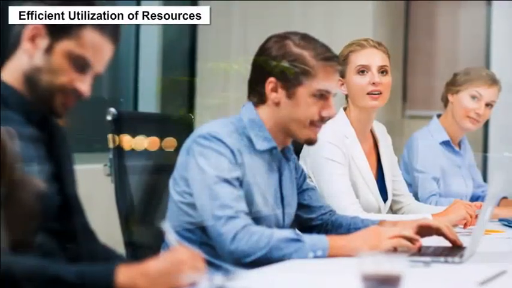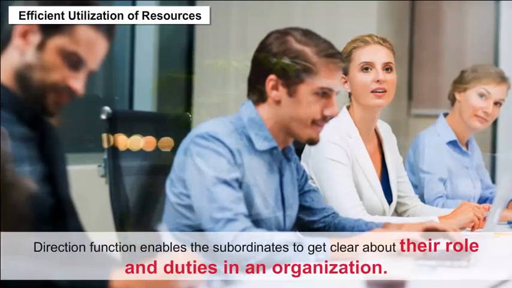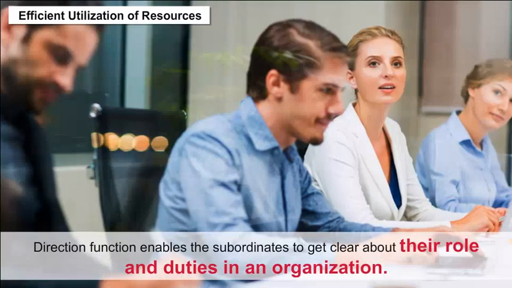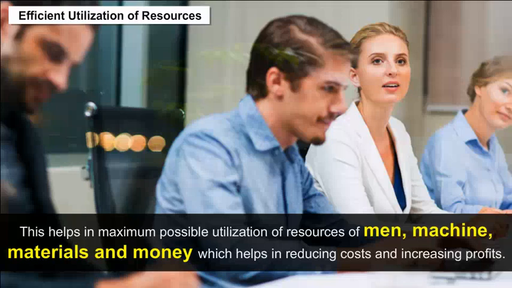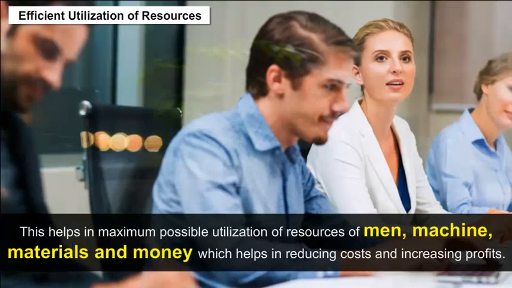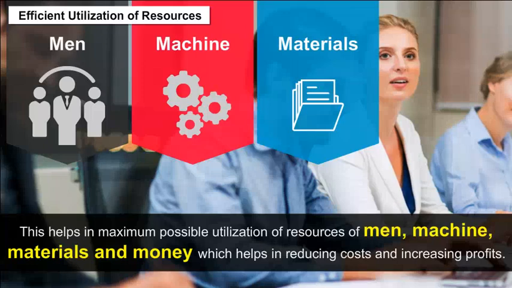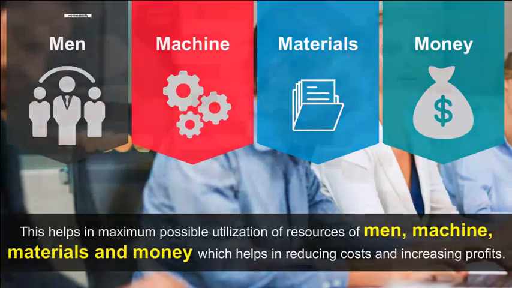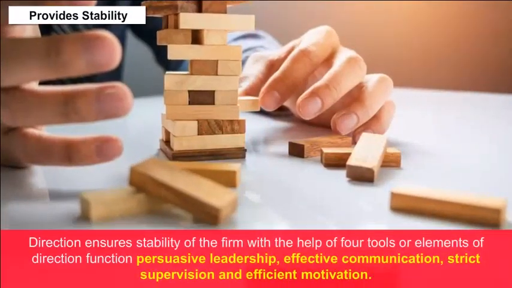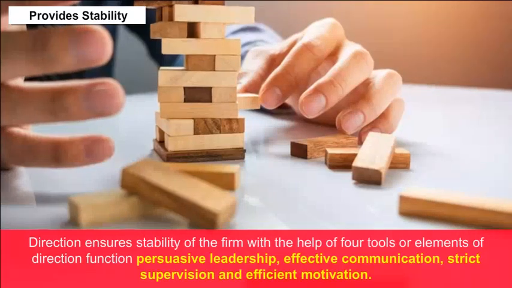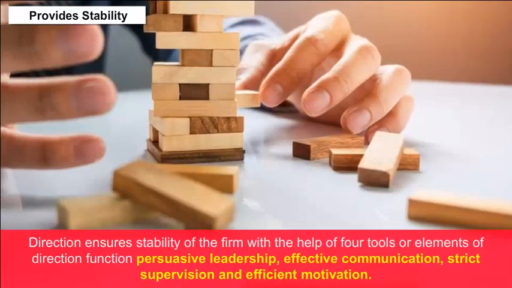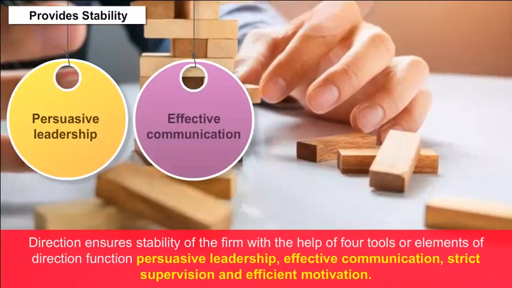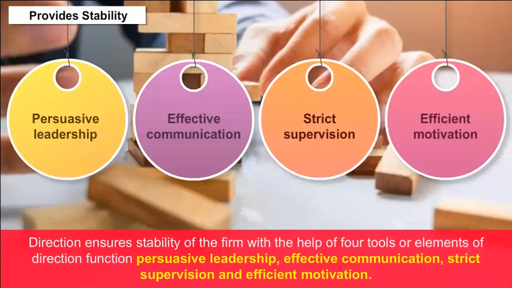Efficient utilization of resources. The direction function enables the subordinates to get clear about their roles and duties in an organization. This helps in maximum possible utilization of resources of men, machines, materials and money, which helps in reducing costs and increasing profits. Provides stability. Direction ensures stability of the firm with the help of four tools or elements of the direction function: persuasive leadership, effective communication, strict supervision, and efficient motivation.